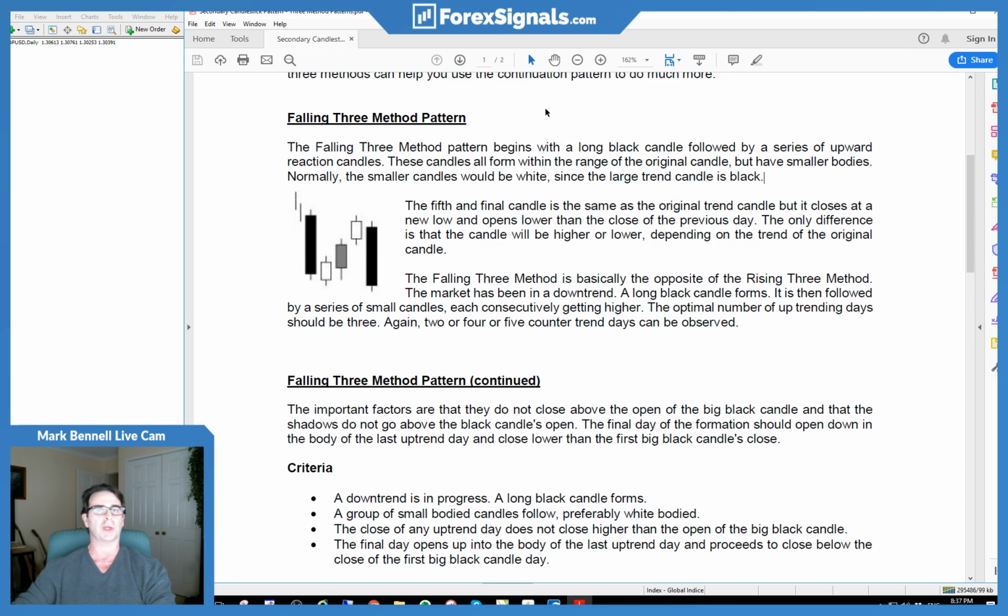So the falling three method pattern begins with a long black candle followed by a series of upward reaction candles. So here's our long black, and here is our upward reaction candles in this instance. Now, the middle candle is grey here, so you can see it doesn't matter whether it's green or whether it's red. So in this instance, we've got a white candle which is green, and in the middle can be either. We've got a green candle the other side of it.